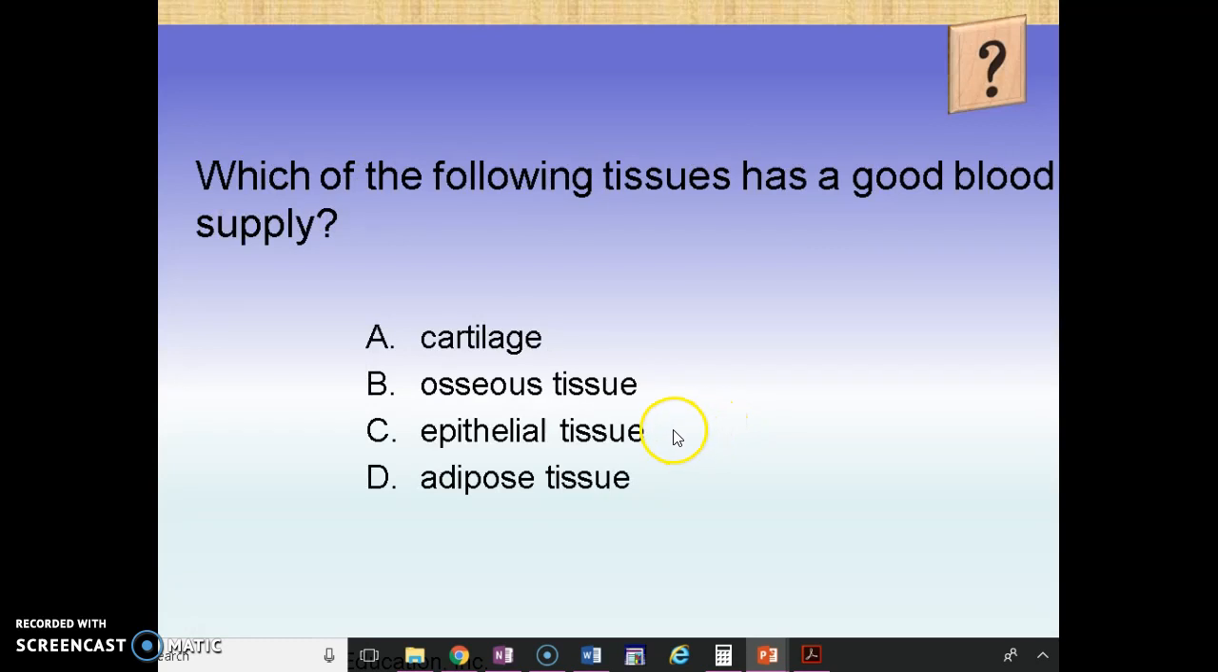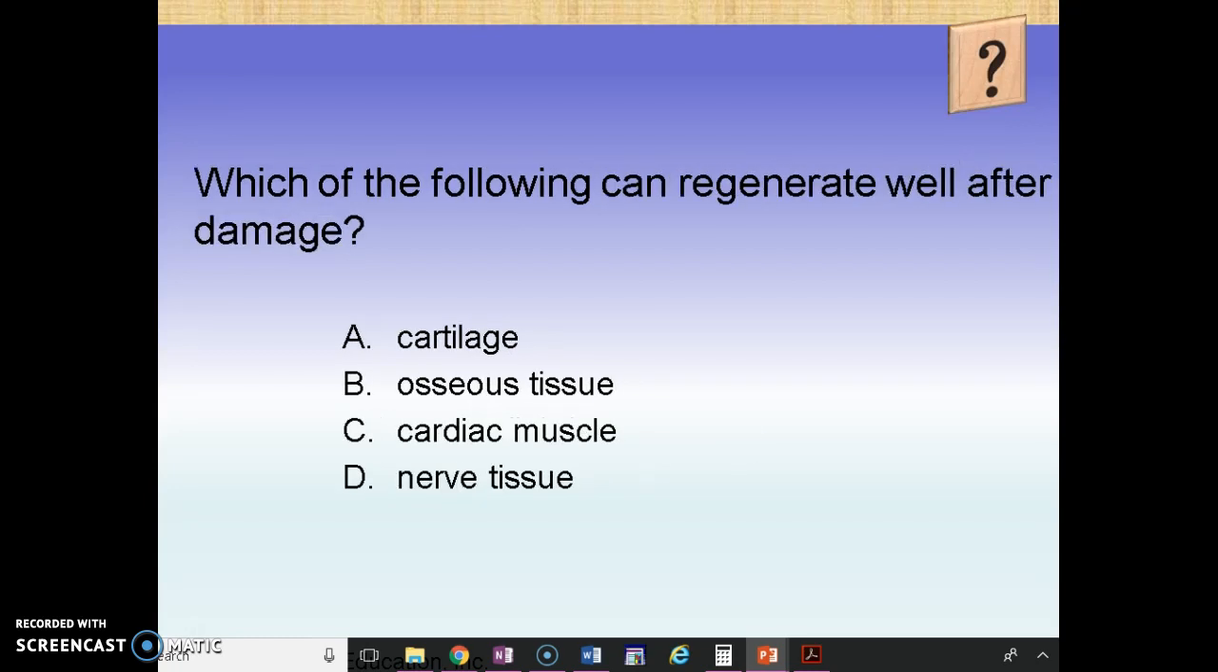Which of the following tissues has a good blood supply? Our bones are very vascular. Which of the following can regenerate well after damage? This is almost the same as what has a good blood supply. And that, again, would be osseous tissue.